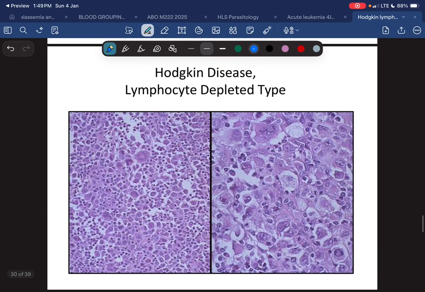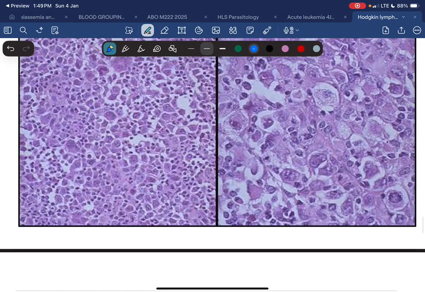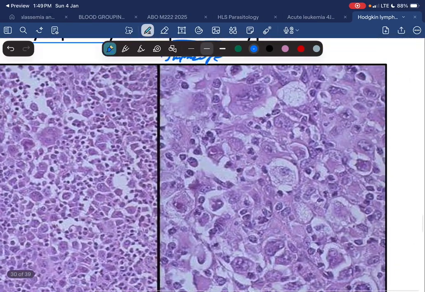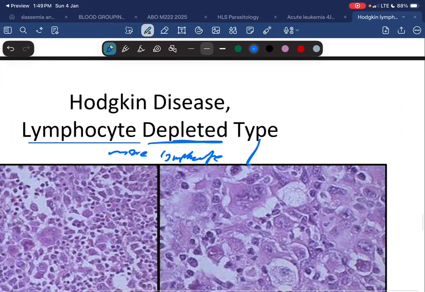Another type, let's see the picture, is lymphocyte depleted. We have more what? Large cells. Okay, and the background from its name, lymphocyte depleted, we don't have much inflammatory background. This type affects older age and patients with AIDS, okay? Patients with HIV infection.